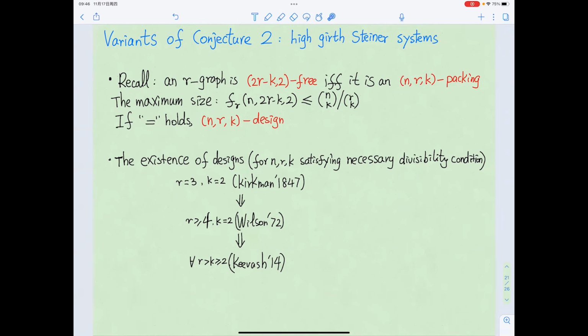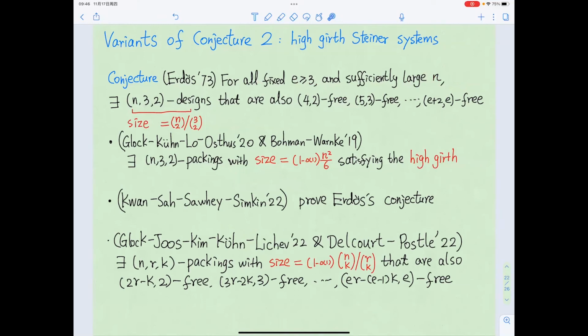But Erdős had this problem. Erdős conjectured that the designs not only exist, but also we can construct designs with some special properties.